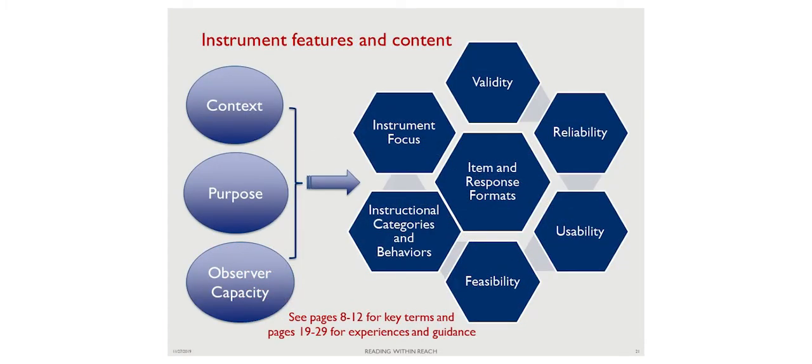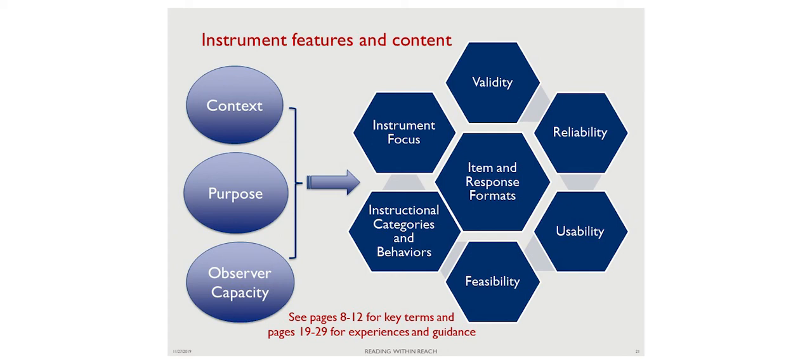When selecting or developing an instrument, there's no one size fits all. Instruments will vary depending on the context, the observation purpose and the information needs of the program, and the capacity of the observer. These three main factors directly influence the type of features and contents that will need to be considered when you're selecting, or maybe developing, your own instrument. For this, we stress the importance of understanding the context, purpose, and observer capacity prior to any instrument development process.